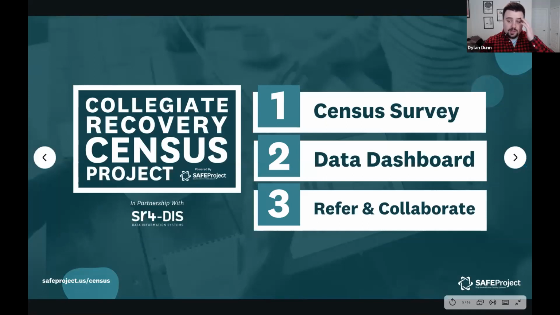So with all that in mind, everything that's happened over the past nearly decade now, we decided to do the census project, which has really 3 parts to it. So the first part being the survey itself. That's the input. How are we getting data into this body of knowledge? How are we kind of feeding it?